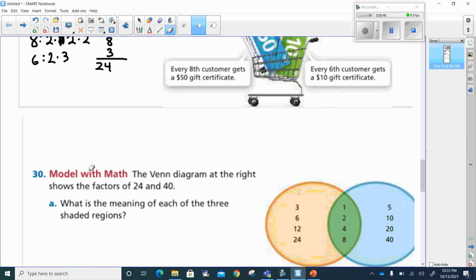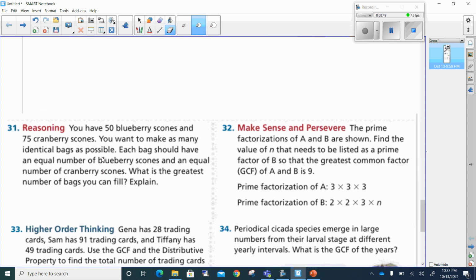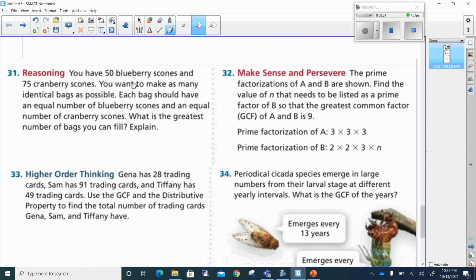All right, number 31 says you have 50 blueberry scones and 75 cranberry scones. You want to make as many identical bags as possible. Each bag should have an equal number of blueberry scones and an equal number of cranberry scones. What is the greatest number of bags that you can fill? All right, we're trying to get an even number of these, so we're trying to find out what is the greatest number of bags that we can fill.